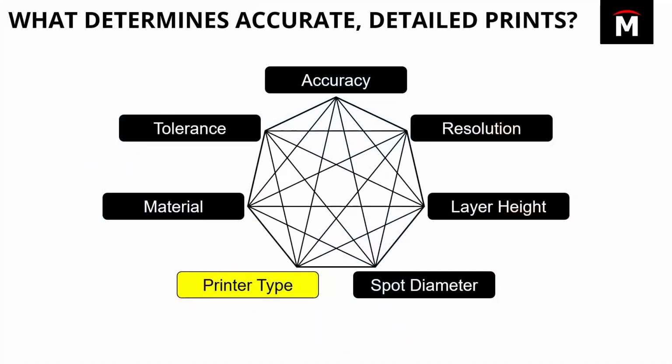So here we saw resolution and layer height being tied. We saw how spot diameter, the size of the spot, whether it's the laser or the nozzle diameter you're using, can predefine that layer height. Now let's go into printer type.